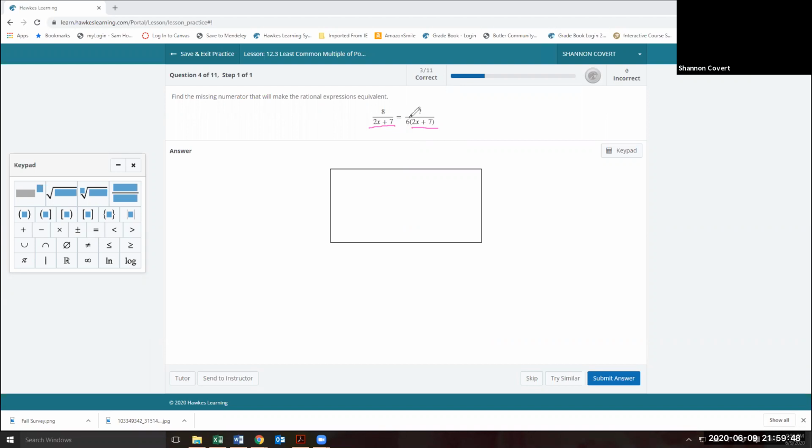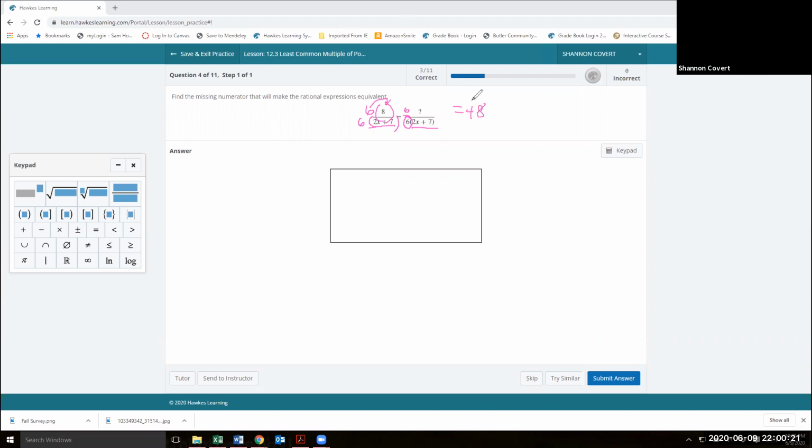It looks like on the right-hand side, I'm multiplying the denominator times 6. In order to multiply something and not change what my result is, remember, I have to multiply by 1, which means I have to multiply my numerator and my denominator times the same number. So I took 6 times 2x plus 7 here. So in order to not change this number, I'm going to have to take 6 times my numerator. So 6 times 8 is going to be 48.